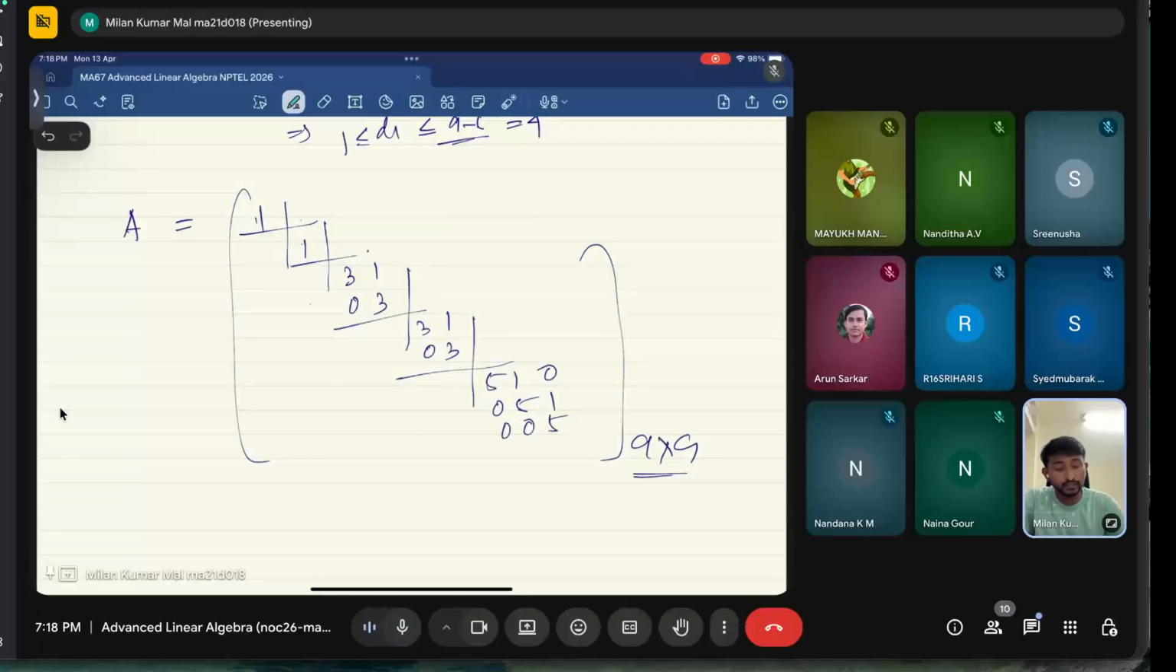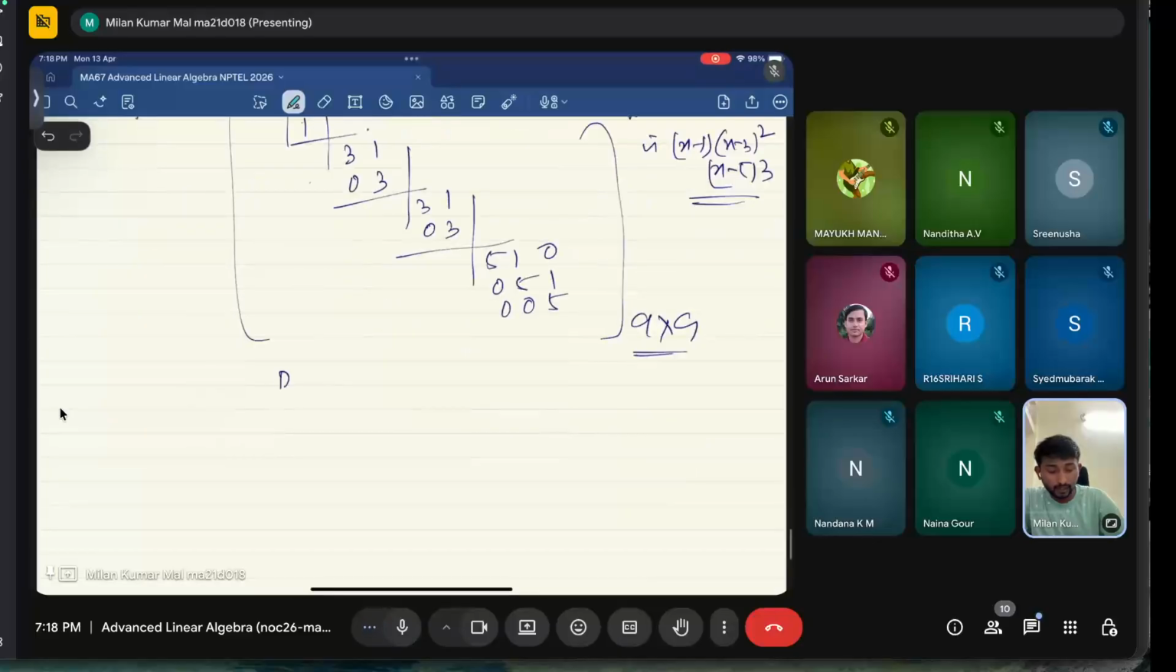So for this matrix, the minimal polynomial is actually (x minus 1)(x minus 3) square and (x minus 5) cube. But here the geometric multiplicity of 1 is actually 2.